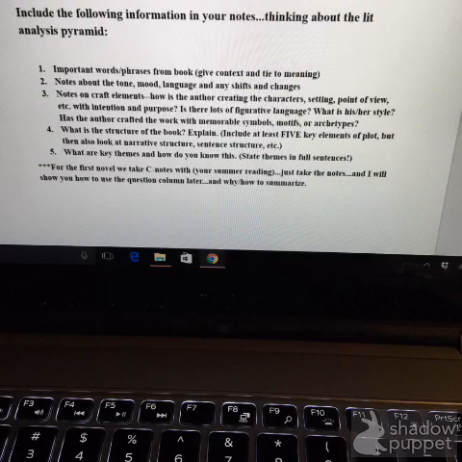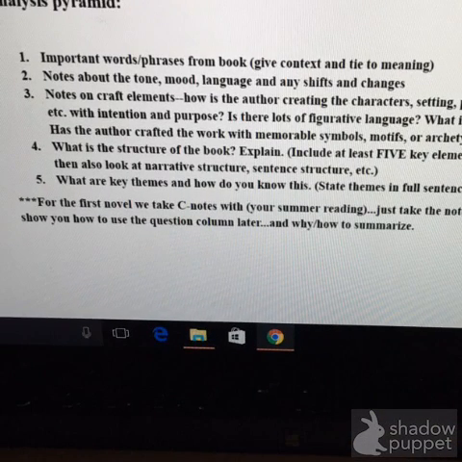Okay, one final connection. When you analyze or write anything in this class, the analysis pyramid will guide you. So here's a simple example. Yesterday in class, we started taking notes on our novel, and some of you asked me, how do I know what notes to take? If you look at the novel notes handout, I put the 5 parts of the pyramid in those questions. So you're going to take notes over important words or phrases from the book.